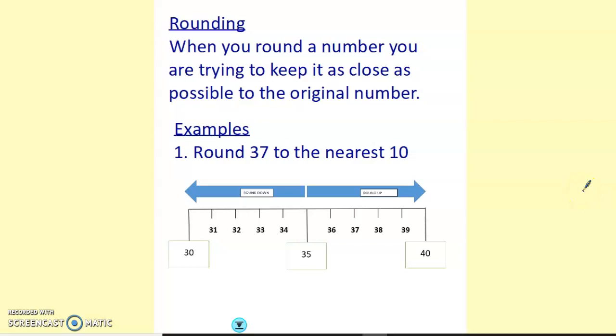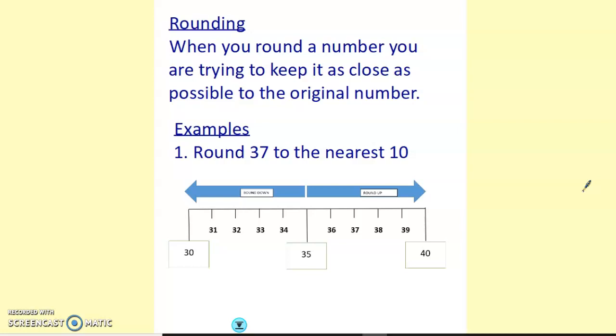Okay, we're going to have a look at rounding today then. When we are rounding a number, we want to keep that number as close as possible to the original number. We're going to look at a few different types of rounding: rounding to the nearest 10, nearest 100, nearest 1000, nearest whole number, and decimal places as well. Rounding always follows the same rules. It just changes slightly depending on what we are rounding to. So when we're rounding, we want to keep the number as close as possible to the original.